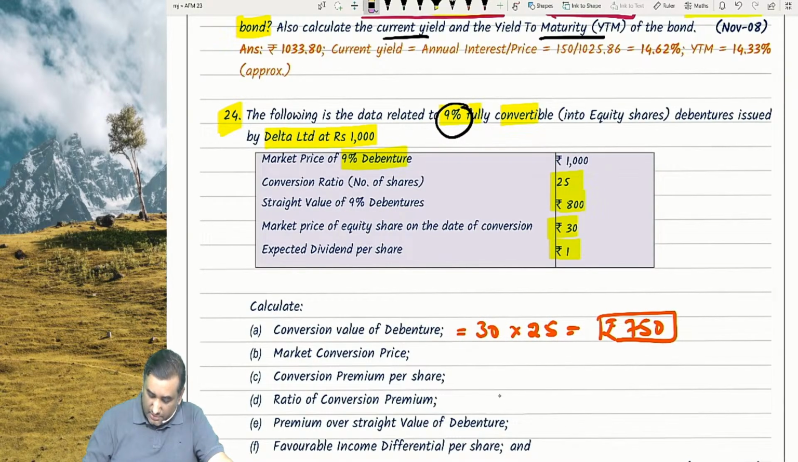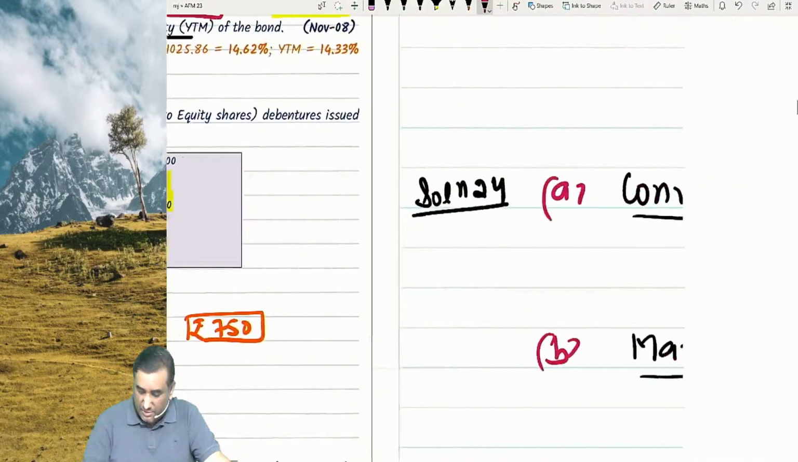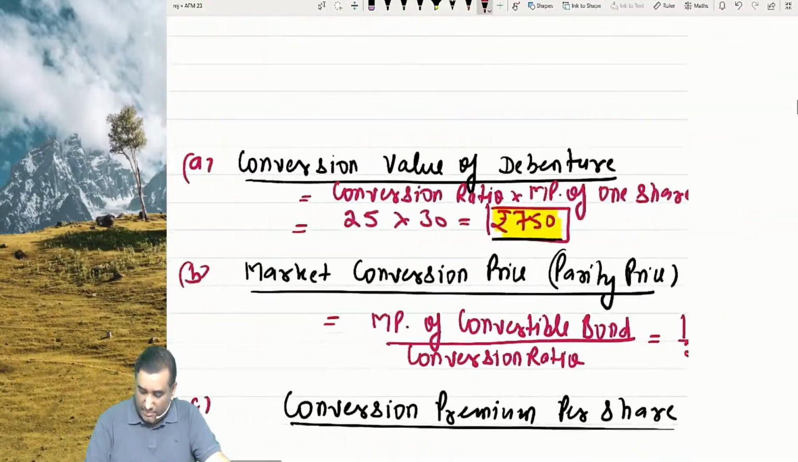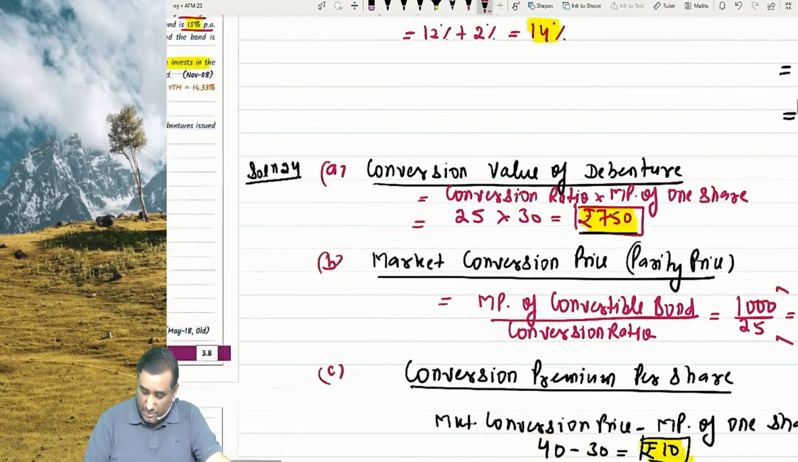Next part we have is market conversion price, parity price basically. It is market price of convertible bond. How much is it? 1,000. Divide by 25. 1,000 divided by 25. Third is conversion premium per share. He is asking conversion premium per share.